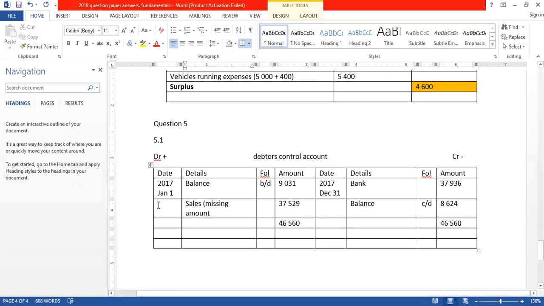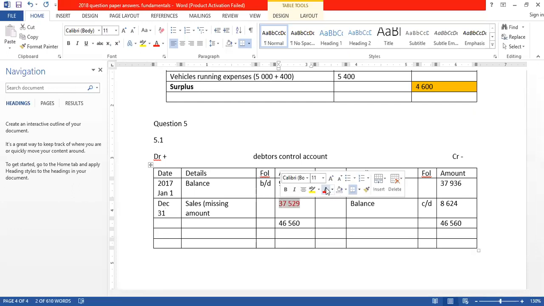And this transaction happened on December the 31st. The balance brought down is the only transaction that is recorded on the first day of the financial period. The rest of the transactions are recorded at the end of the financial period. Okay, so we got our final amount, the amount that we were looking for.